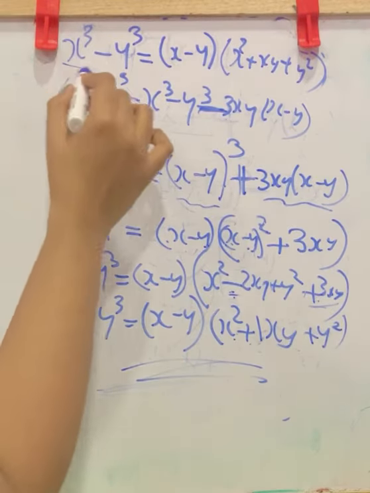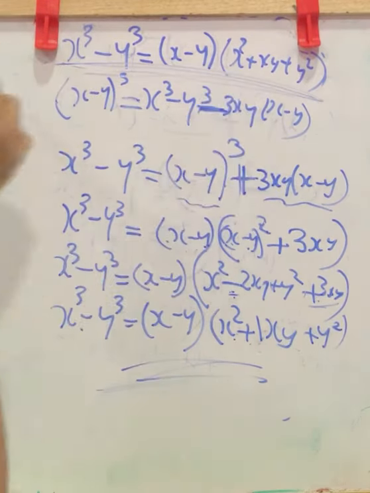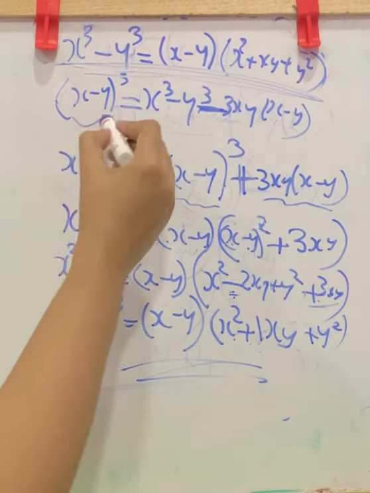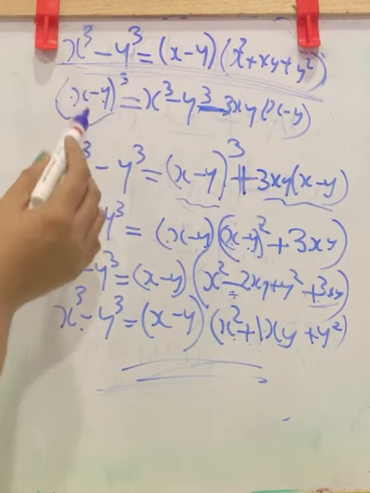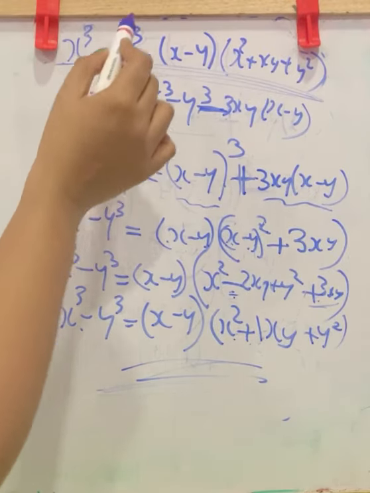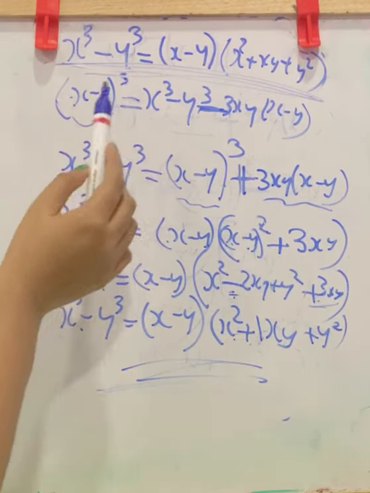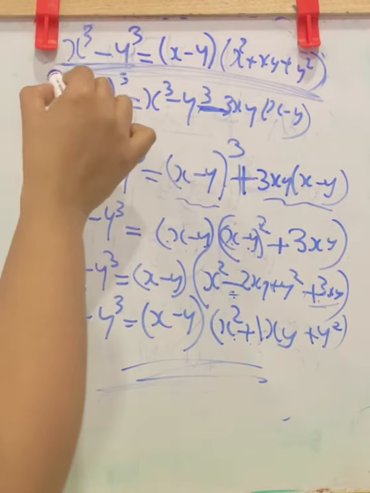You must learn this expansion also. We need to apply in the problems. X cube minus y cube. We know this identity, that is x minus y whole cube. This is another one, x cube minus y cube. This is different from this. So you learned this one also.